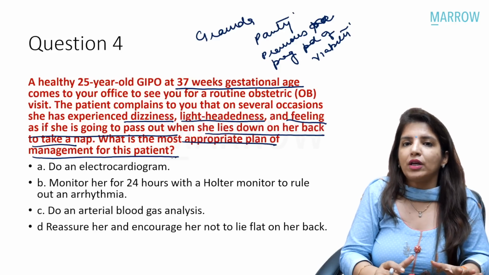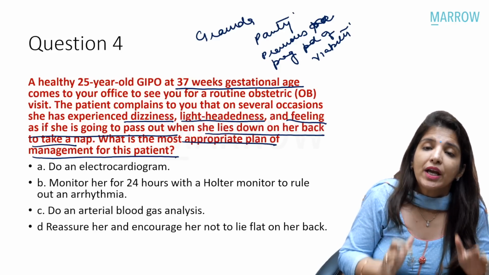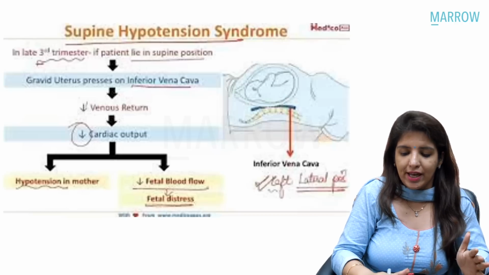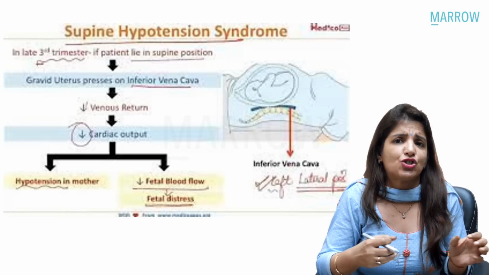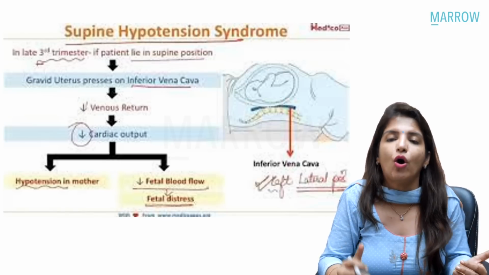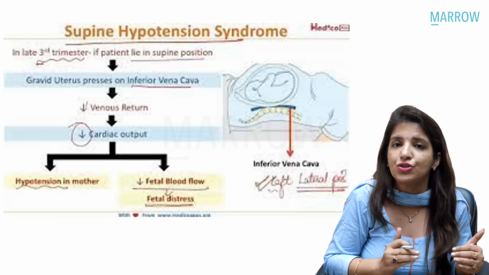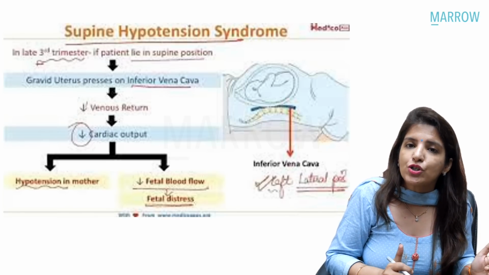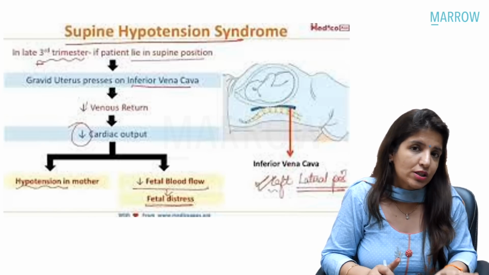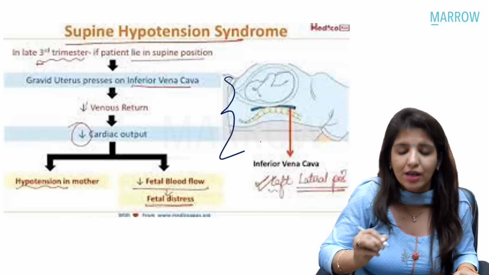So first you have to think about what you are dealing with. If there is a pregnant female who's lying supine and she gets a feeling of dizziness, she gets hypotension, she feels as if she's going to pass out, this is a case of supine hypotension syndrome. Supine hypotension syndrome questions, they can come in the form of a clinical question like I just now told you, or they can show you this image.